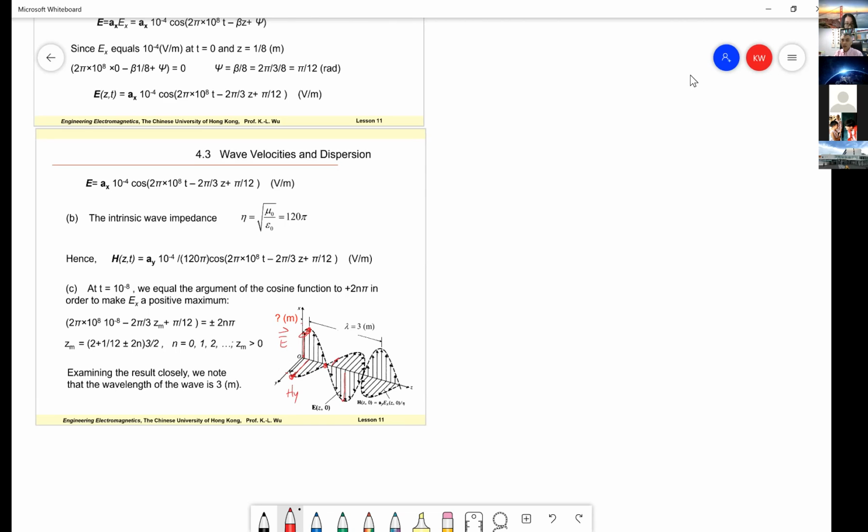In homework, each time I try to limit it to four problems, so this is additional problems. That is what I want to discuss today.